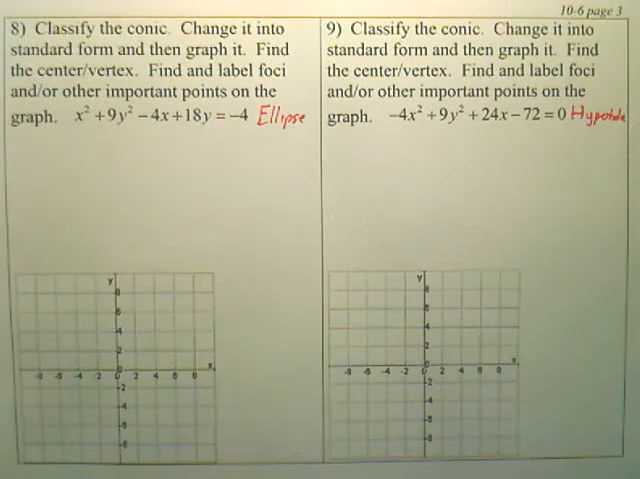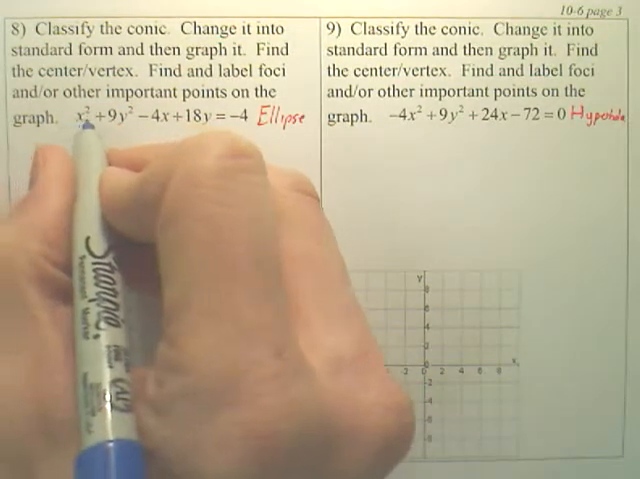But if they're different and have different signs, like one's positive, one's negative, we know it's a hyperbola. Kind of squeeze that hyperbola in there. So we classified it. Boom, done with that. Next part is we're going to change it to standard form, and here's where it gets tricky.